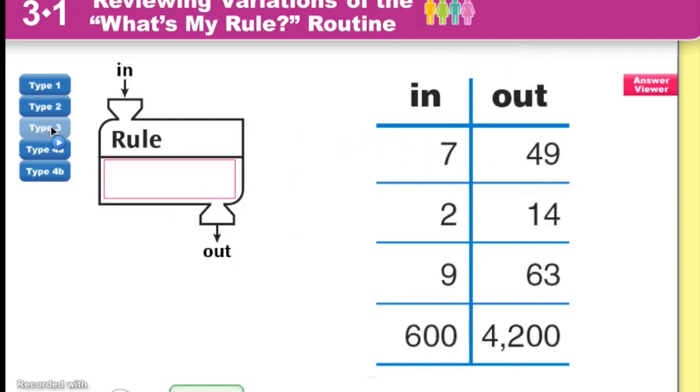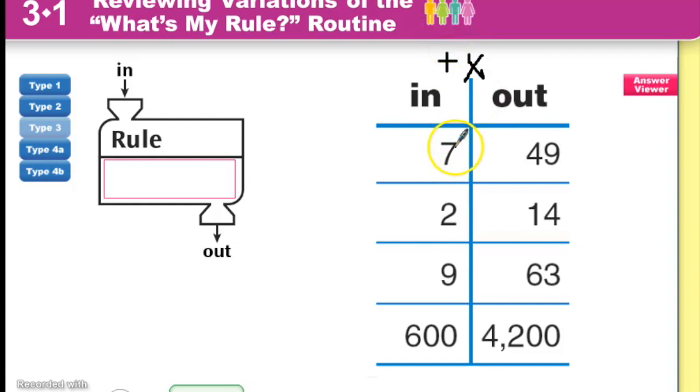Now sometimes they want you to find the rule. The first thing you need to do when they want you to find a rule is figure out, is the number getting bigger or smaller? Well, when I put my number in, I put 7 in, and what's coming out is 49. So I have already determined that the rule must be either plus or it must be times, because I know that only adding and multiplication make my numbers bigger.